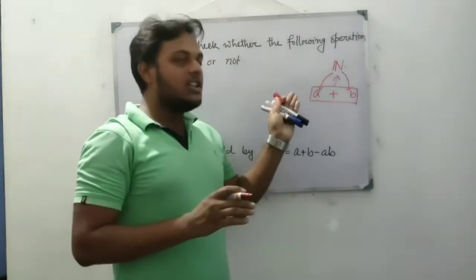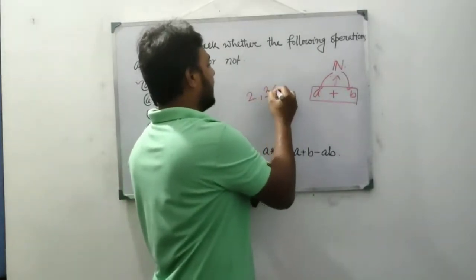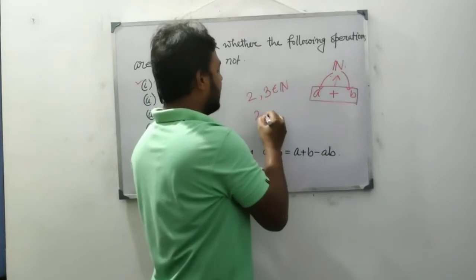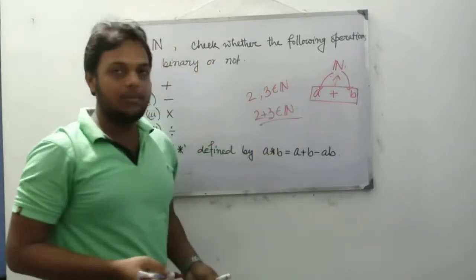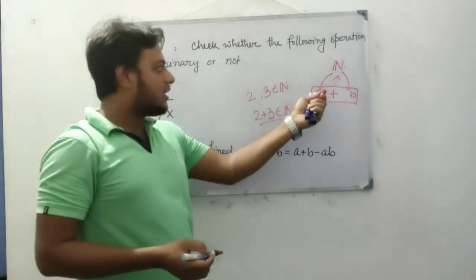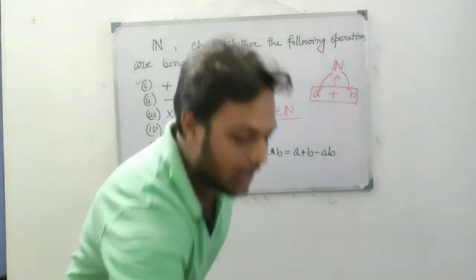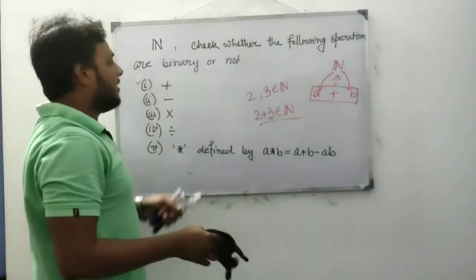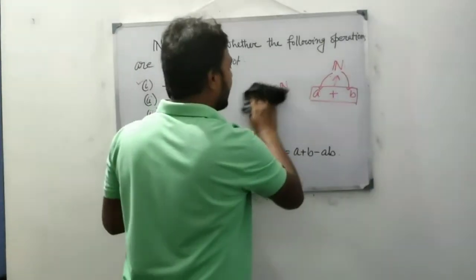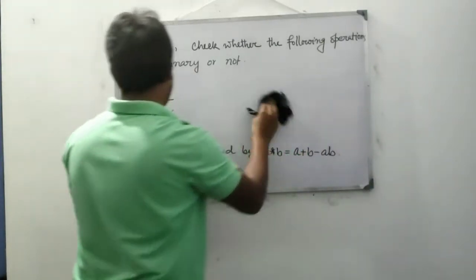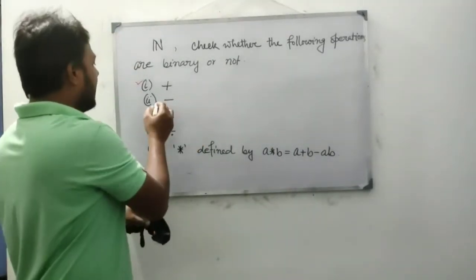So no need to check it in particular. You can check that 2 is a natural number, 3 is a natural number, then 2 plus 3 is obviously a natural number. This is a particular example. As we know the sum of two natural numbers is always a natural number, we conclude that plus is a binary operation on the set of natural numbers. So the first one is binary. Done. Next, subtraction, the second one.